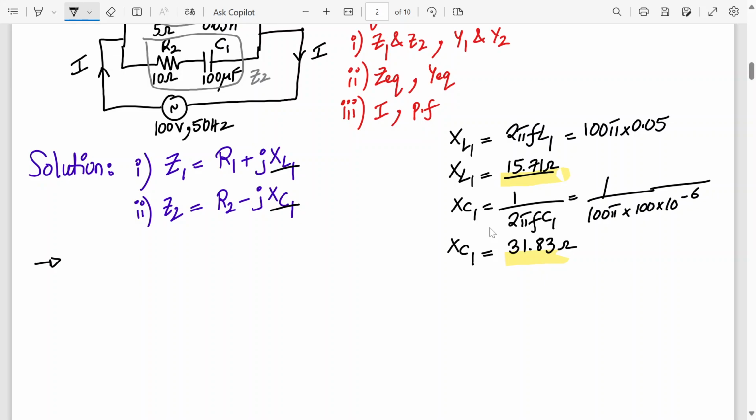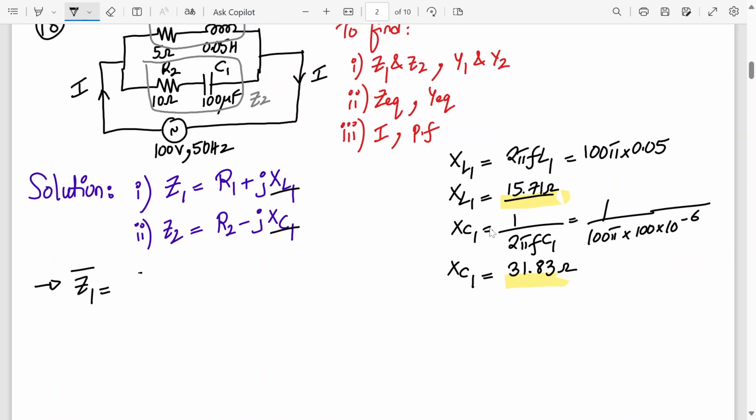Now we'll substitute these values. Let's continue writing. Z1 bar will be R1 plus j XL1. How much is R1? 5 ohms. Z1 will be 5 plus j 15.71 ohms. We need to find its polar form. You press shift polar 5 comma 15.71. What do you get over here? 16.48 at an angle 72.3. That's correct.